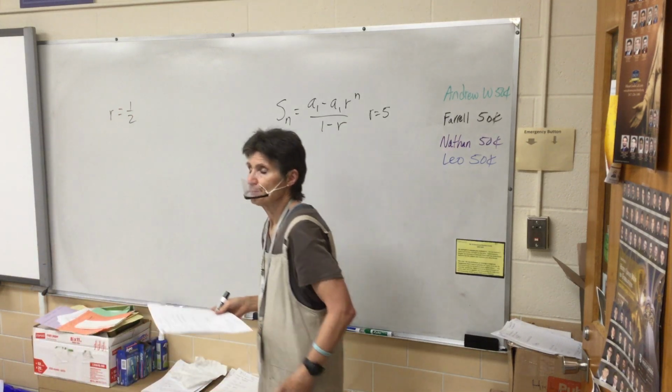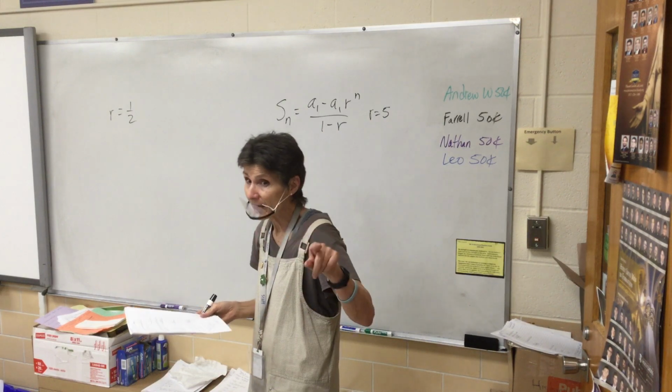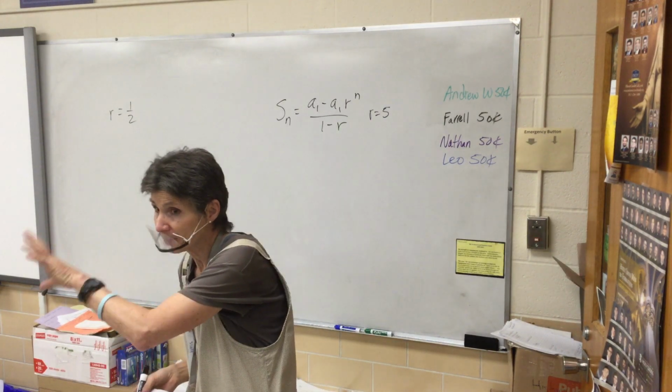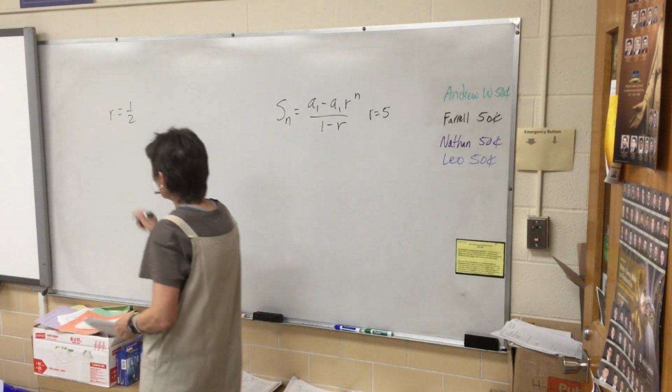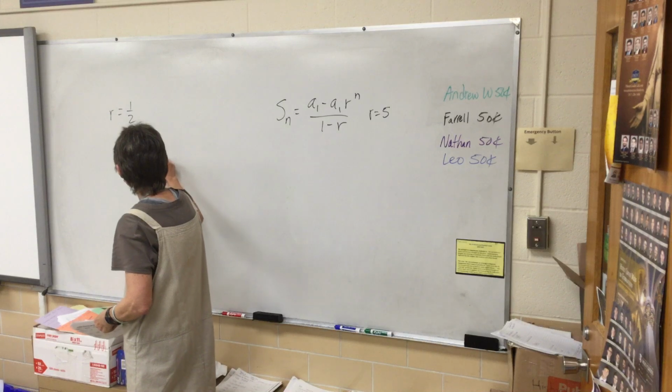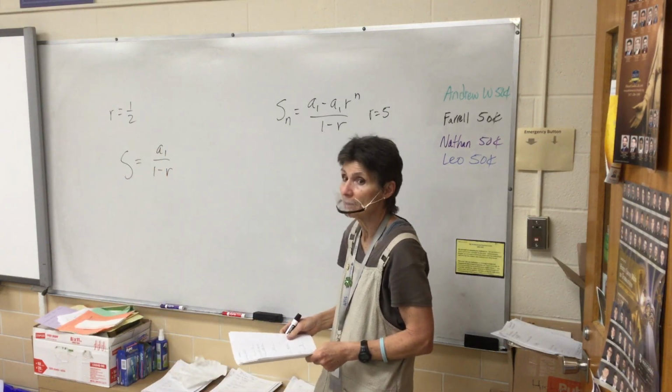How many are there? Infinite. It goes dot, dot, dot, and there's nothing to stop it. There's no number at the end. It just says dot, dot, dot. So my infinite formula is this. That's my infinite geometric sum formula.